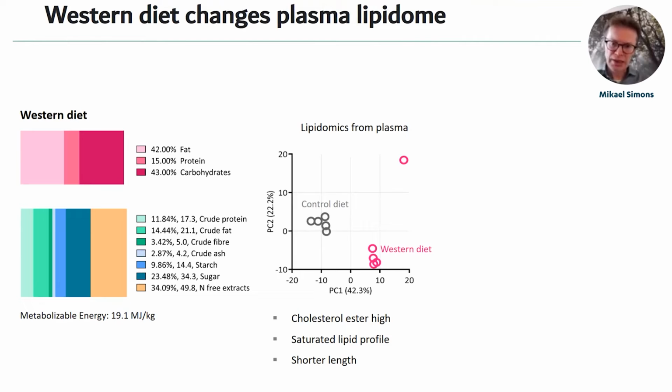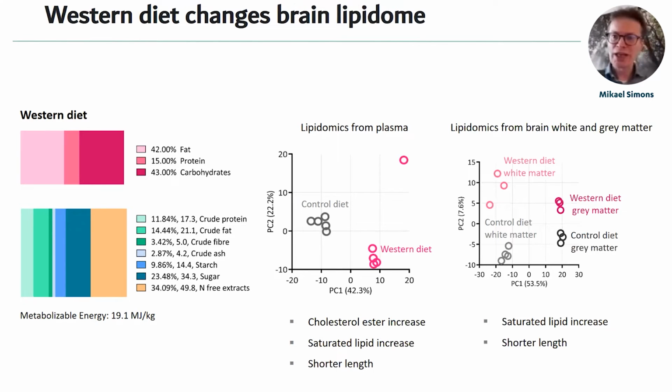When you use this Western diet and a control diet, and then do a lipidomics analysis of the plasma, you can clearly see, as expected, how the control diet and Western diet separate. And as indicated by the content of the diet, the plasma lipidome contains a high amount of cholesterol esters, a lot of saturated lipids, and chain lengths are in general shorter. Now, this was expected. What was not expected was that the lipidome also changes in the brain. We analyzed the lipidome of the white and the gray matter, and they separate as expected in the control diet, but the mice that had been fed with a Western diet have a different lipidome compared to control diet. And again, we found more saturated lipids and shorter chain lengths in general.